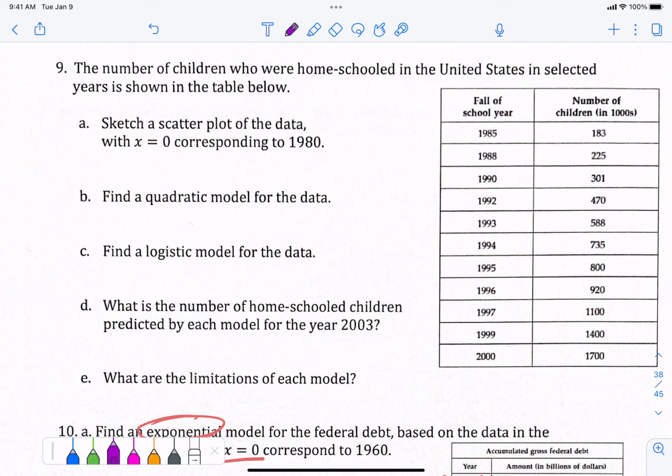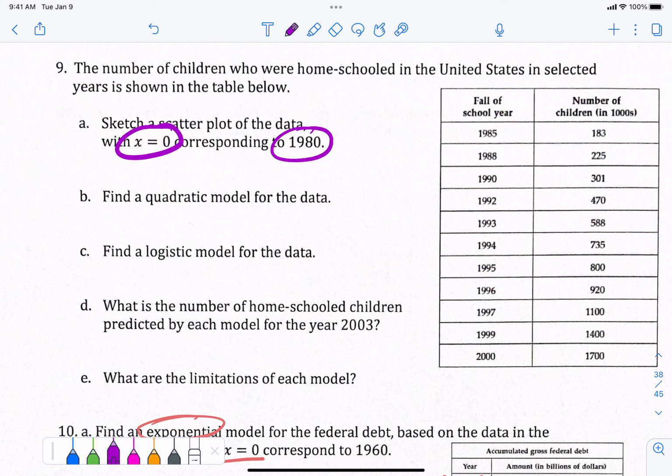Let's do it together. When it says limitations, I would say for a logistic model, you could not evaluate year zero, so you've got to set up your data so that year zero is not your first data point. What are limitations? X is greater than zero. Y has to be less than or equal to. Okay, so sketch a scatter plot. They say x equals 0 corresponds to 1980.